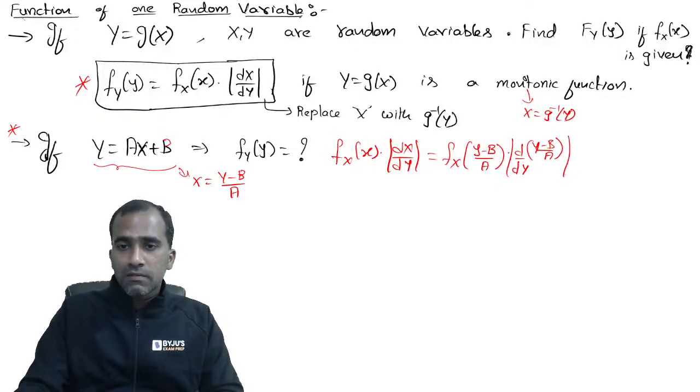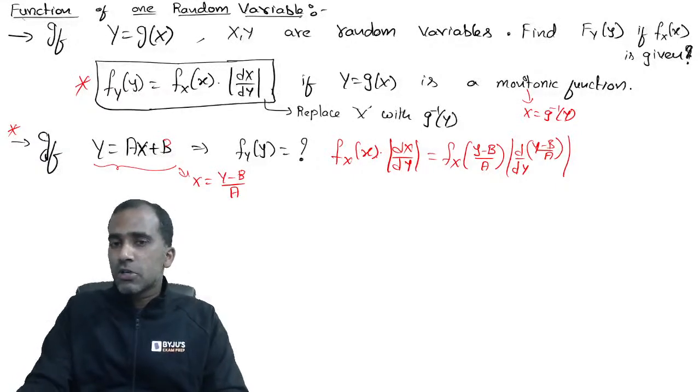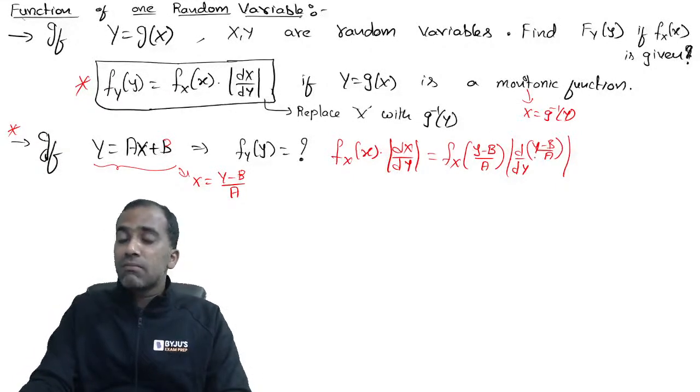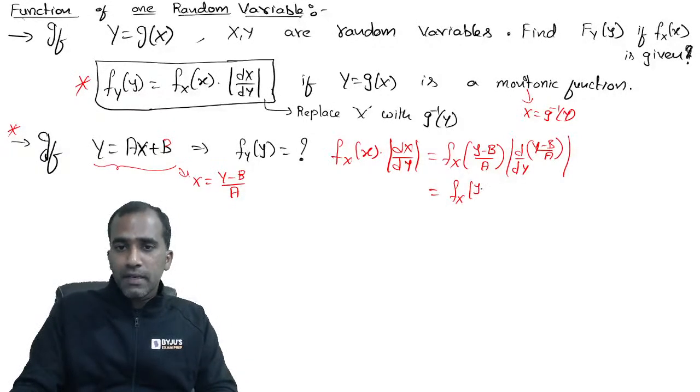modulus. Why modulus? Because since we are talking about PDF probabilities, there should never be a negative value. Differentiation might produce a negative value. That's why, to avoid that, we are putting a modulus here, which is f_X of (y minus b) by a, into, what is the differentiation of (y minus b) by a with respect to y? It is 1 divided by a.